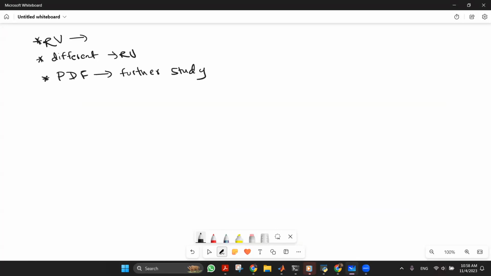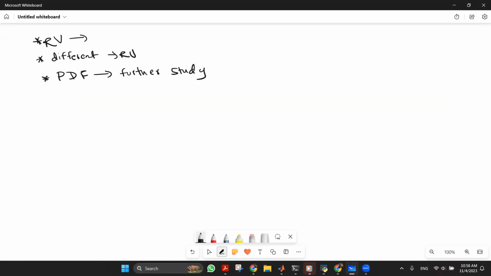So we learned about different random variables. We learned about what random variables were. We learned a lot about random variables and about different types of random variables. And now we are going to further learn about the characteristics of random variables using the PDF. We learned about the PDF earlier, and we are going to further study this PDF now.